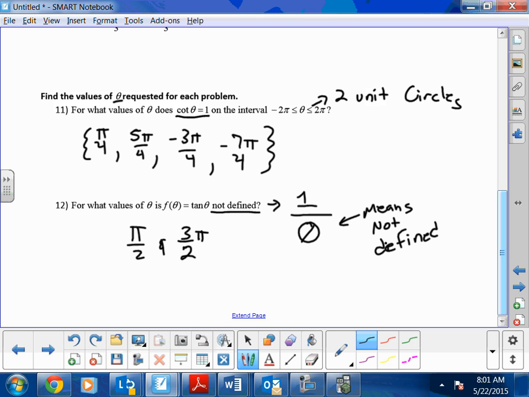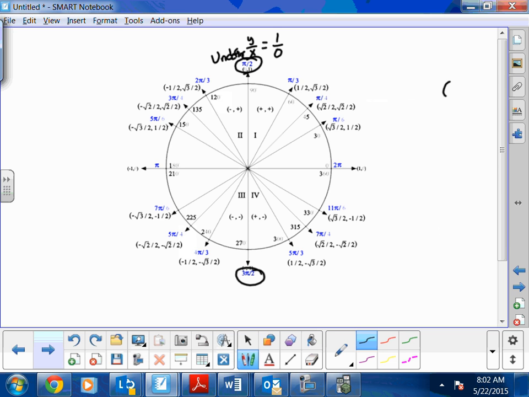Oh, and actually, the way this is written, they should probably put some limits into it because tangent theta is not defined every time you even add 2 pi to these values. But that's not important. We're going to assume that's going to be just one unit circle. All right, now let's go ahead and move on to the next question.